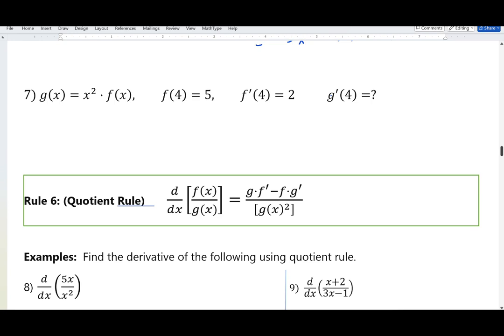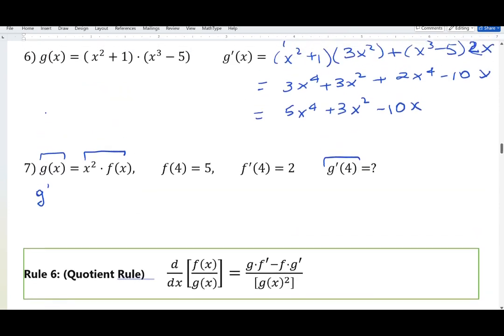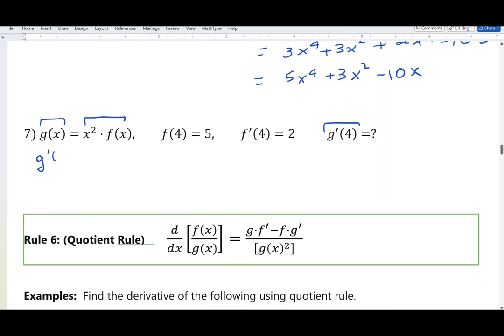Now remember, since this is what we're trying to get, and since g of x is equal to x squared times f of x, let's first find g prime of x. Now, notice there's a product here, x squared times another function of x, so we have to use the product rule. So applying that, you write the first one as it is times the derivative of the second one, plus write the second one as it is times the derivative of the first one.